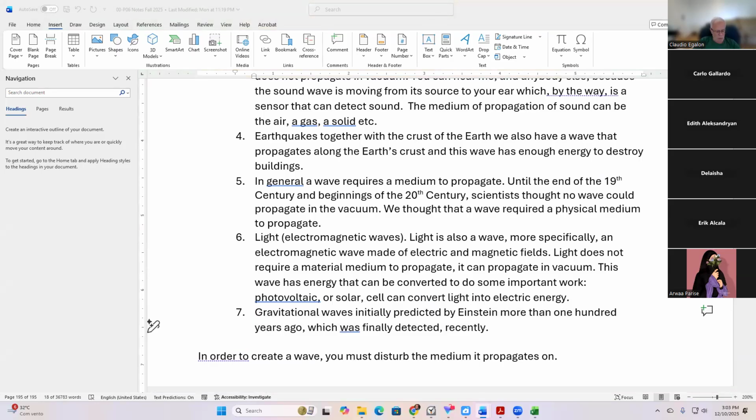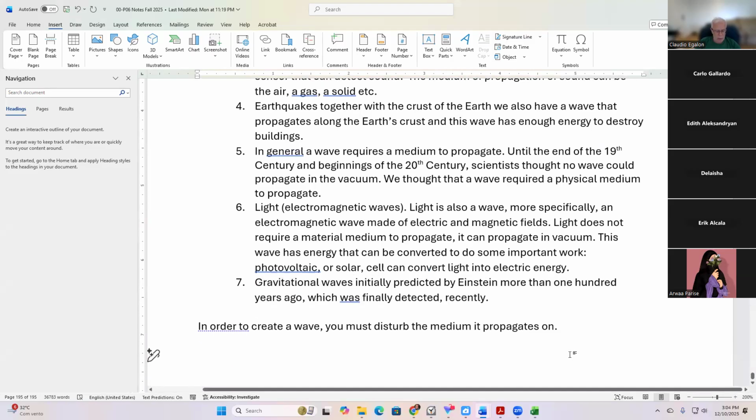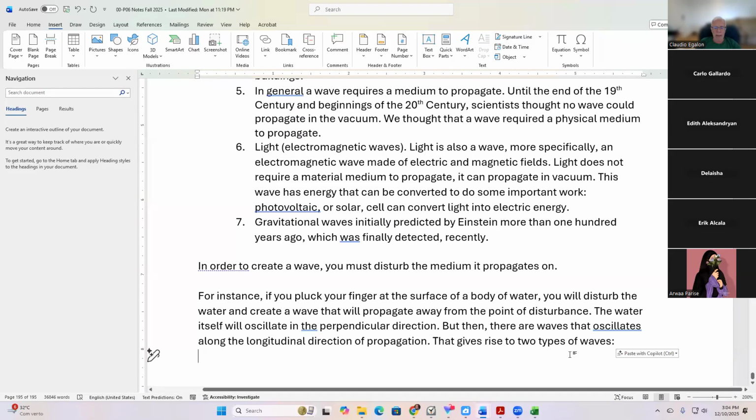That's the case of the string of your guitar. You pluck the string of your guitar, you create a wave. You pluck your finger at the surface of a body of water, you disturb the water, that's the medium, and you create a wave.